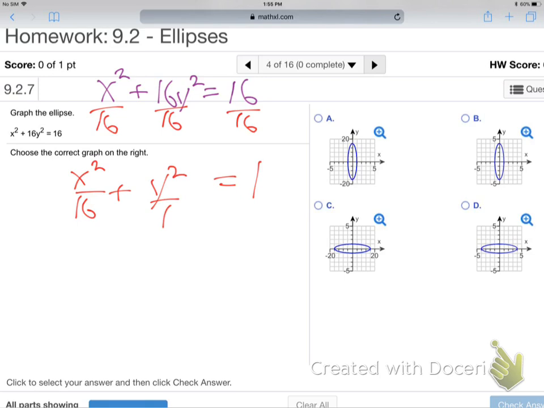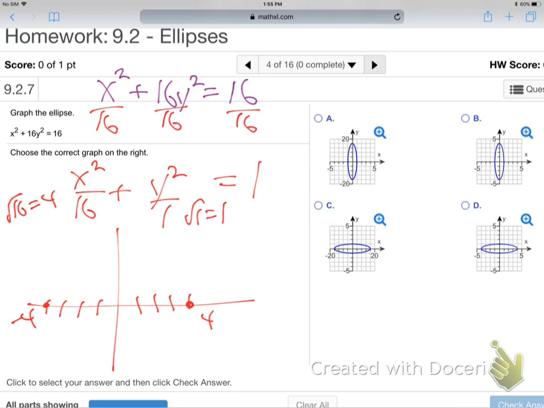Good. Now can you graph it from there? So square root of 16 is 4. It's going to be right 4, left 4. Square root of 1 is 1. So we're going to be up 1, down 1. Right? X is right left, Y is up down. That's really tricky.